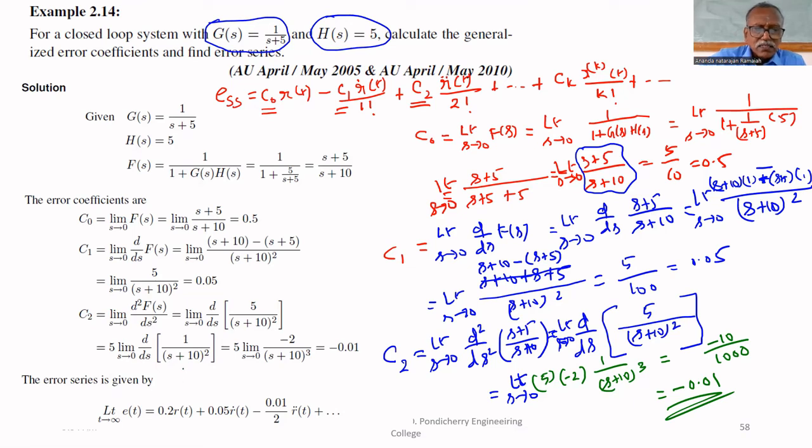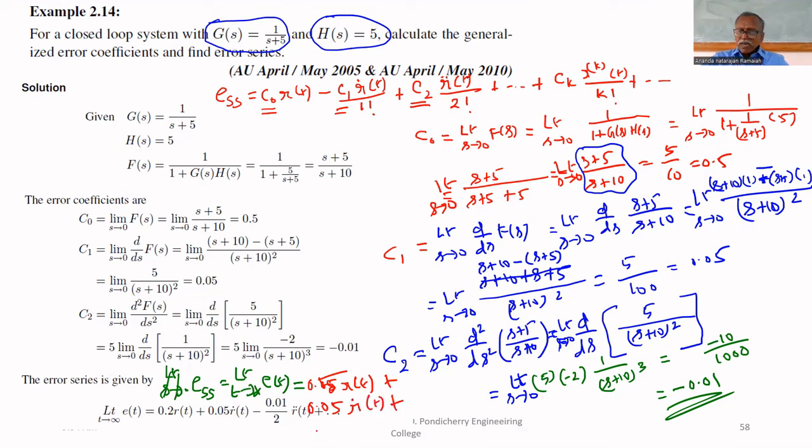Therefore, the generalized error series: E steady state equals limit t tends to infinity of e of t equals, the first term is C0 equal to 0.5, times R of t, plus the second term C1 equal to 0.05, times R dot of t, plus the third term minus 0.01, that is C2, times R double dot of t, plus etc. That's all. That is the series.